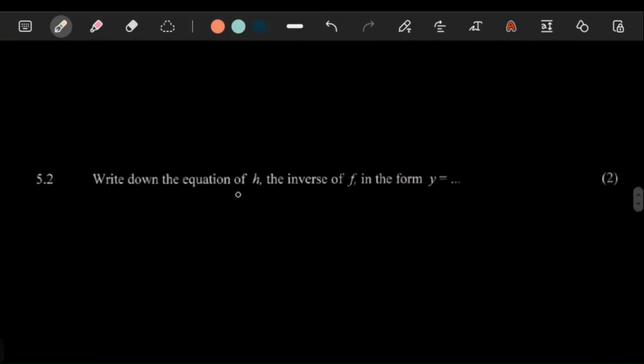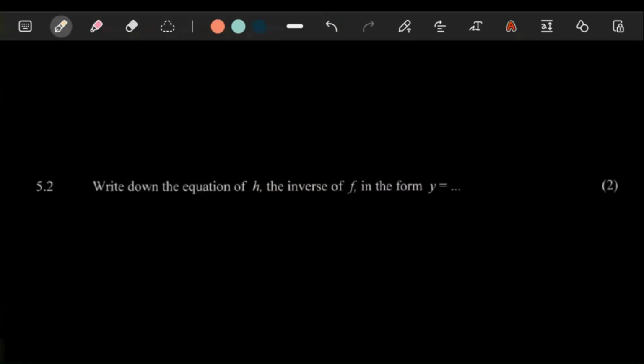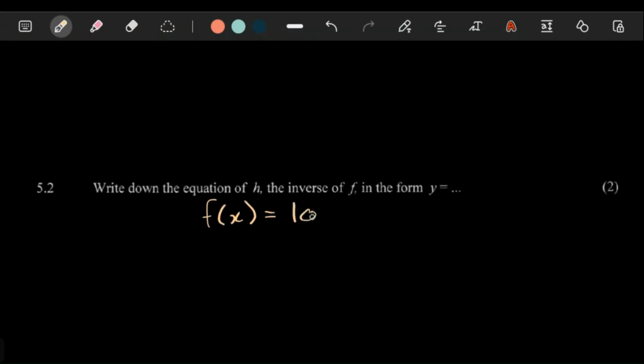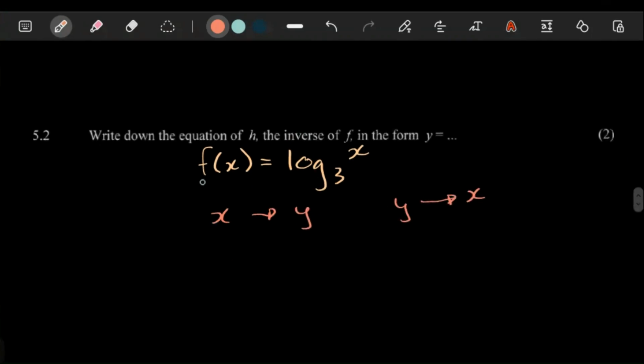5.2 for 2 marks is write down the equation of h, which is the inverse of f in the form y is equal to something, something, something. So what we already know is that f of x, right, because a is a 3, our graph is log with a 3 here and x over there. So when you get the inverse, remember inverse, you make x a y, and then you make y x. So this is y, right? So you make it x. And then this is x, right? So you make it y. Do that.